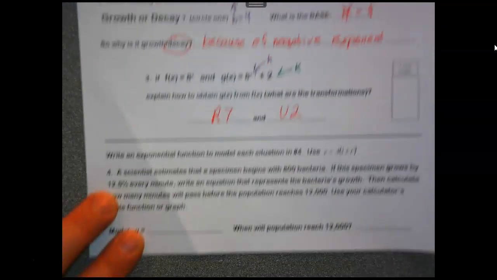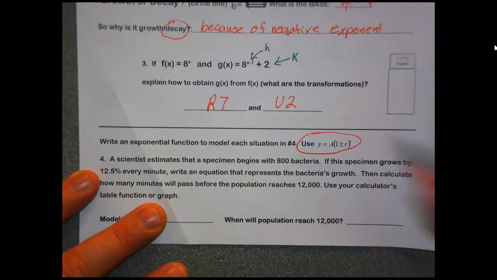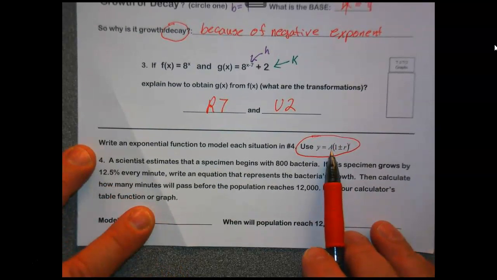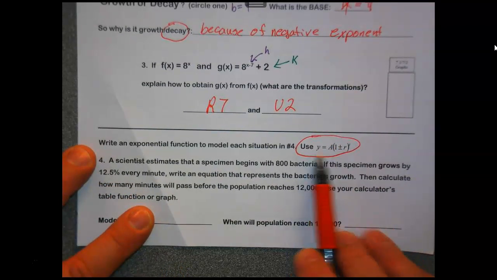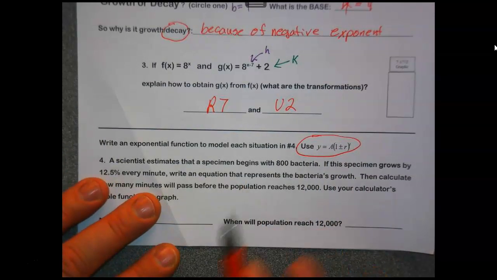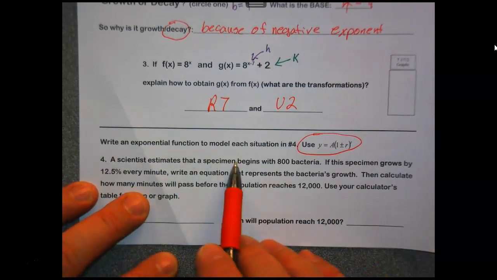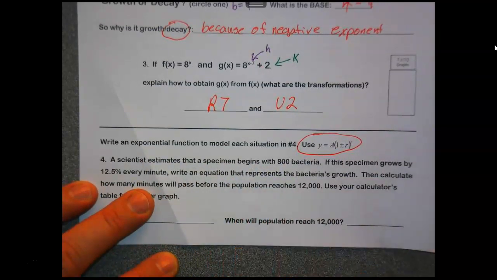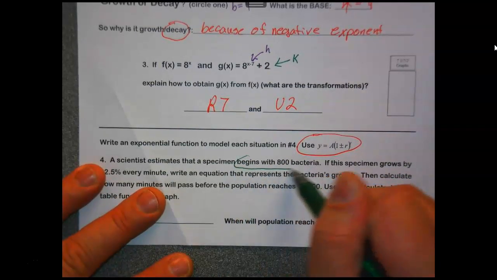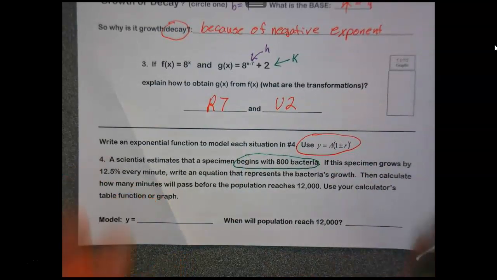All right. Number 4. They actually give you the formula to use. So we're going to have to figure out our A, our Y if we have to, our R, and our T. Let's start reading this. A scientist estimates that a specimen begins with 800 bacteria. Now, begins with 800, that's our initial amount. What variable is that going to be?